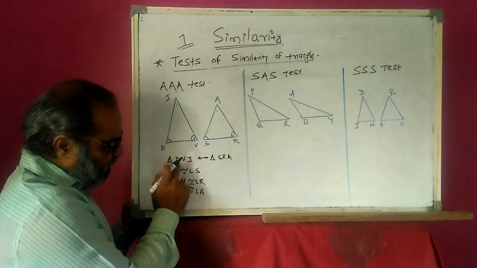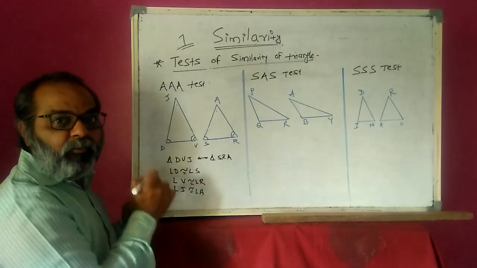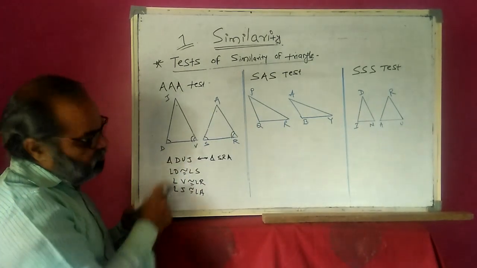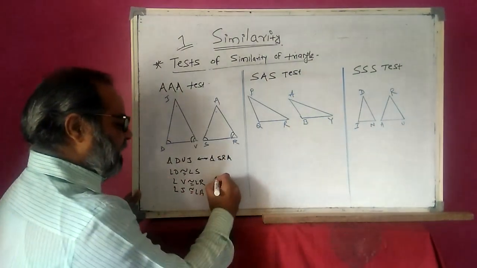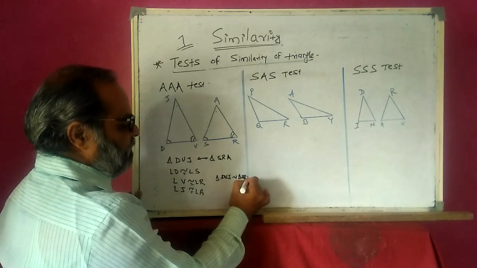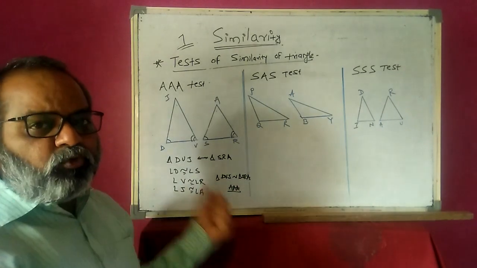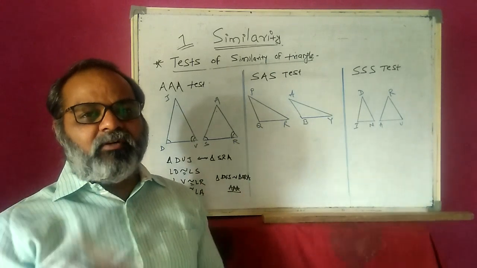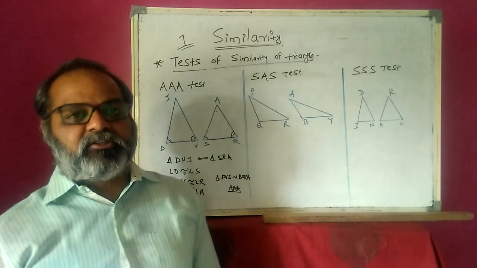This means each angle of one triangle is congruent to the corresponding angle of the other triangle. Correspondence is very important. So if three angles are congruent to the corresponding angles of the second triangle, then we say that triangle DVJ is similar to triangle SRA by the AAA test. If two angles are congruent, then also the triangles are similar, because we know the third angle is automatically congruent. So for this test we can prove it by the AA test also.